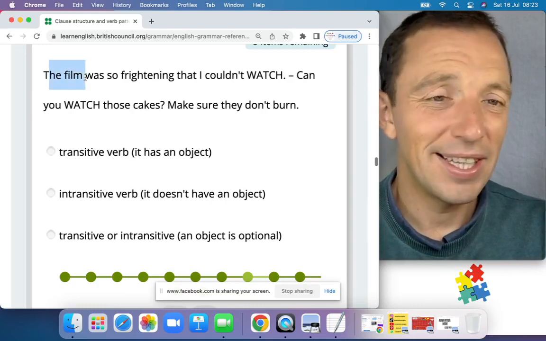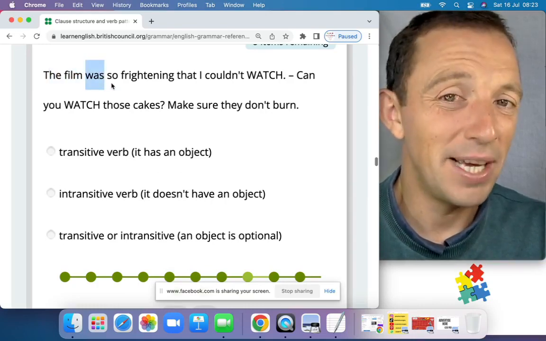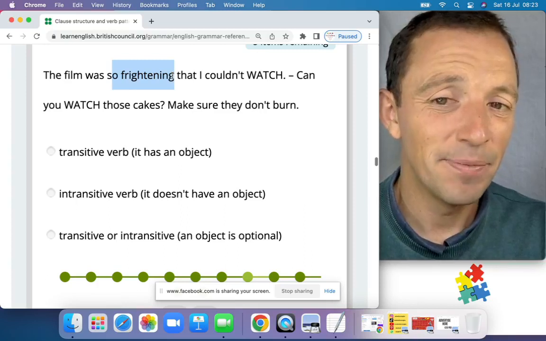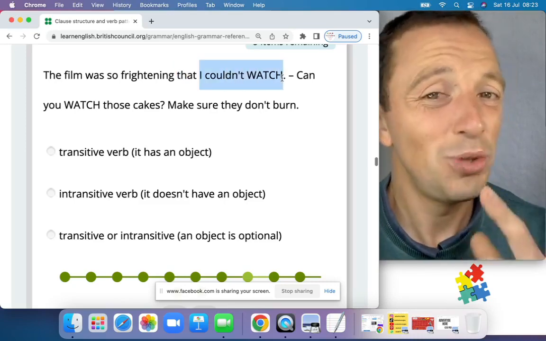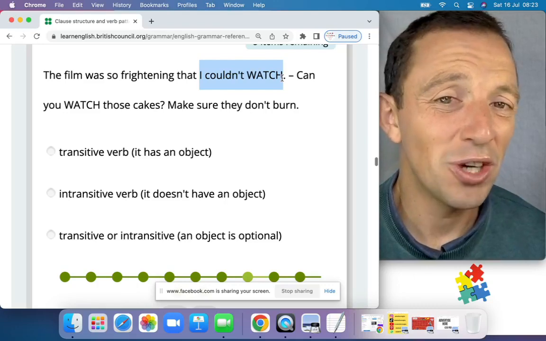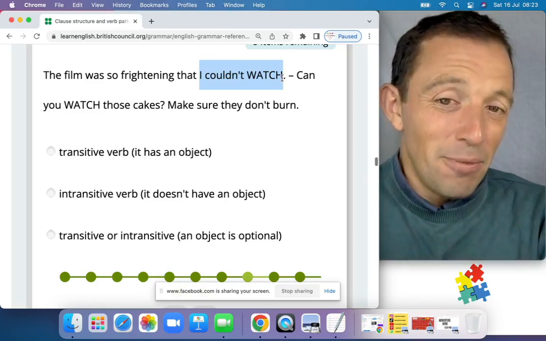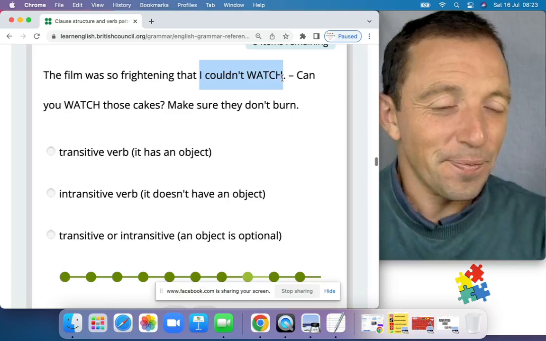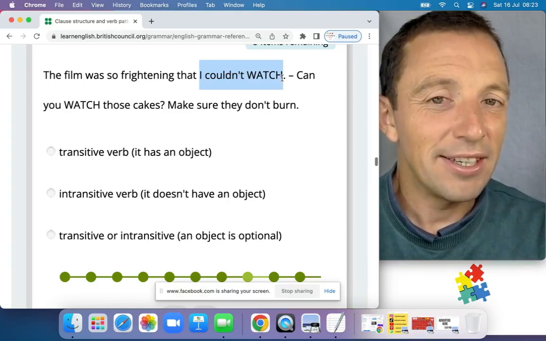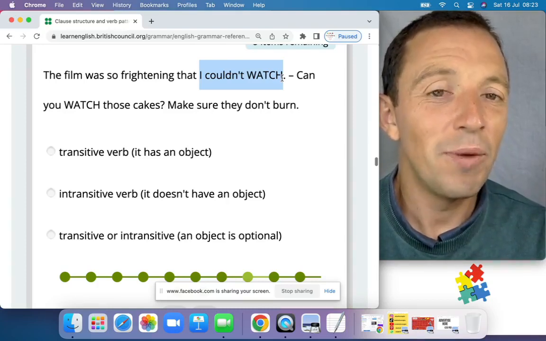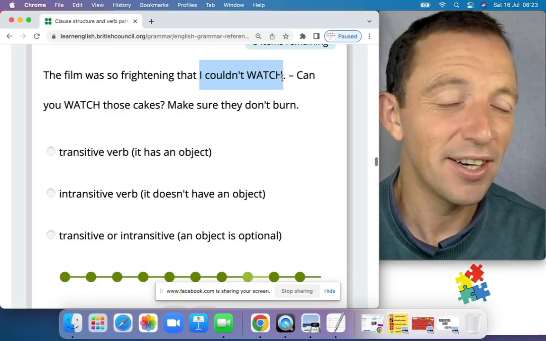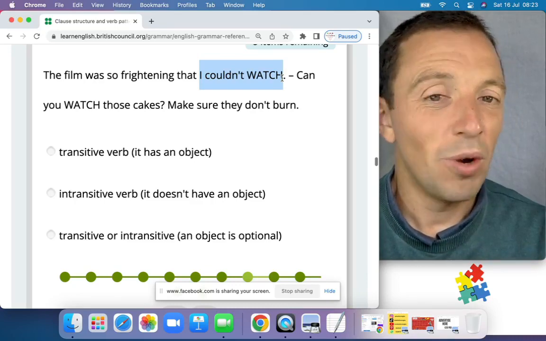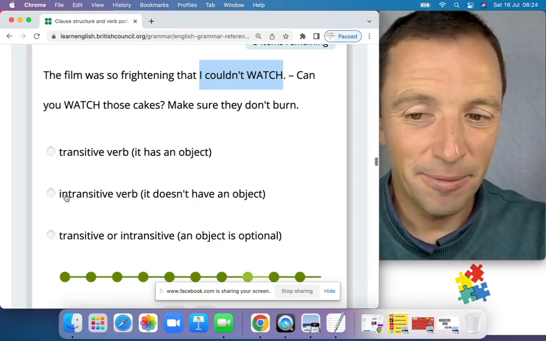The film is the subject. Was is the verb, to be in the past. Adjective, frightening. And so plus that is for consequences. I could not watch the movie. So basically, I could not watch the movie. But in the sentence, there's no object. That's a big, interesting confusion, because normally you watch the movie, you watch the television, but in this case, this object is not here. So I'm thinking it's intransitive, but let's continue.